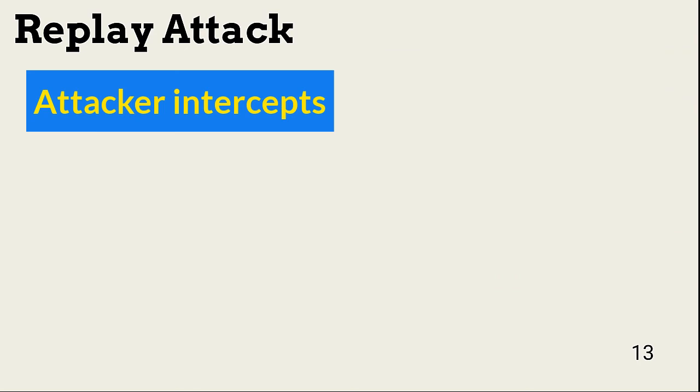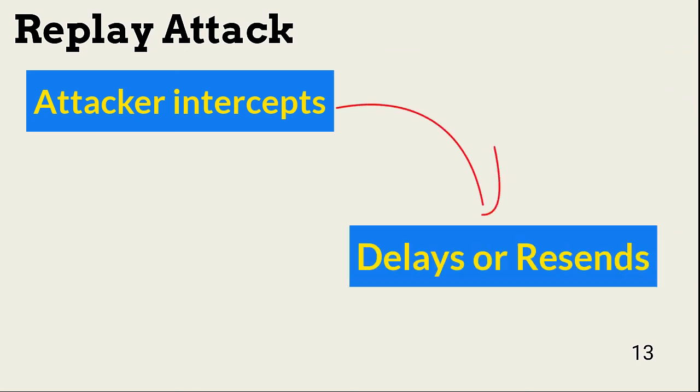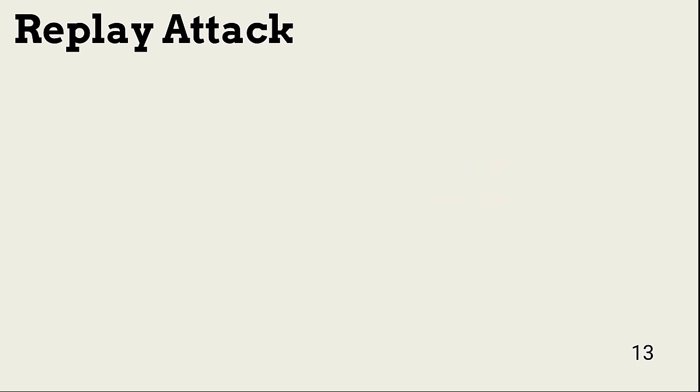In a replay attack, the threat actor intercepts secure network communication. He then delays delivery or resends it to cause a system to do something beneficial to his attack objectives. This delay or resend is done either at the sending system or from the threat actor system.